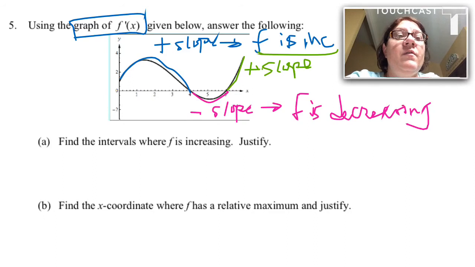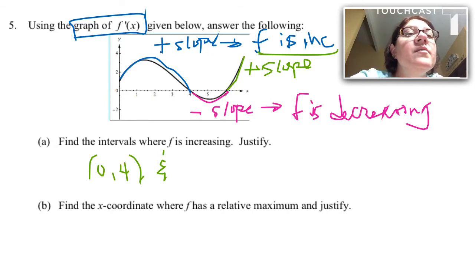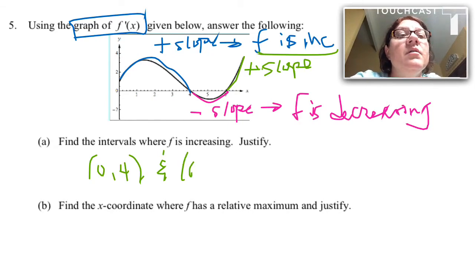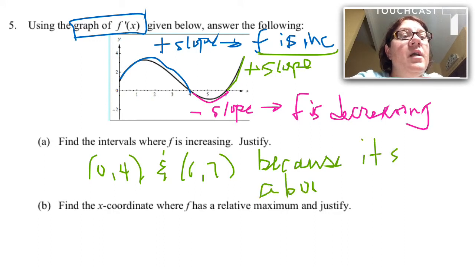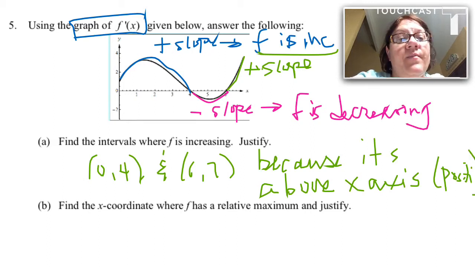So when it says find the intervals where f is increasing, I'm looking for where it's above the x-axis. So I see it's from 0 to 4, and what was that, a 6 to 7? Because it's above the x-axis. In other words, it's positive. You have to fit that word in there.